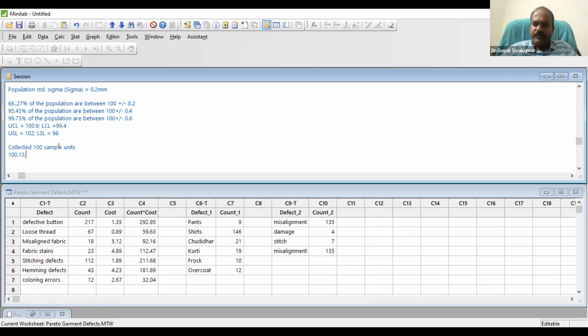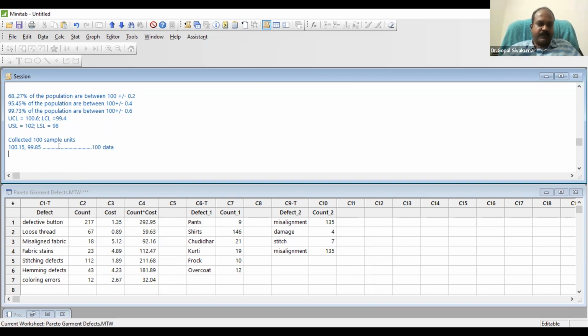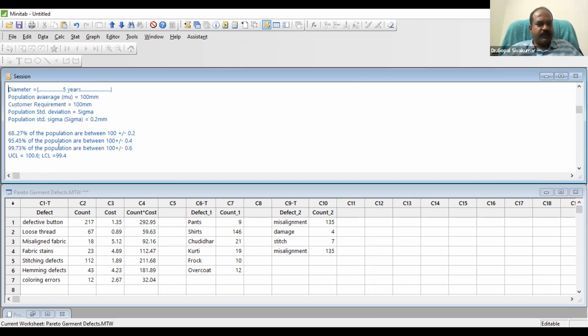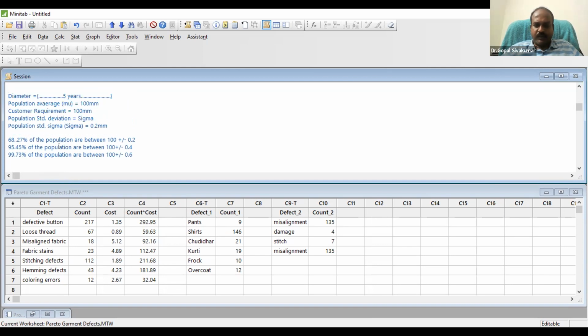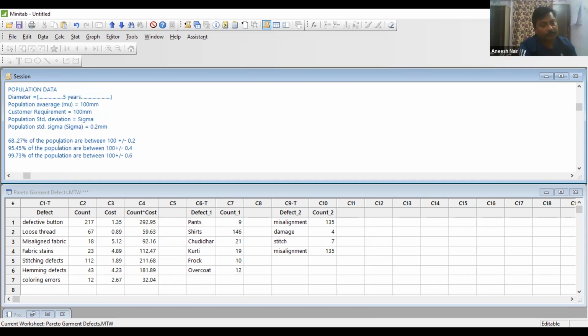100.15. Some value will come. Am I correct or not? 99.85. How many data will you get like this? 100. Now, this data is called sample data. Earlier, it was population data, isn't it? Yes.